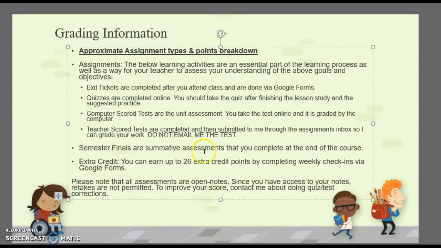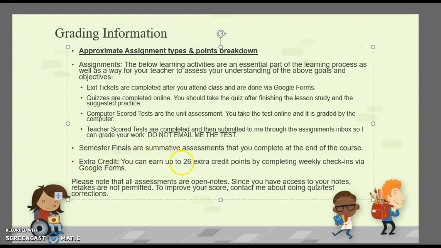And then semester finals are summative assessments that you complete at the end of the course. This course only has one. So if you took Algebra 1A, you know that you had a Part 1 and a Part 2. For Algebra 1B, you only have a Part 2. So that's pretty nice.